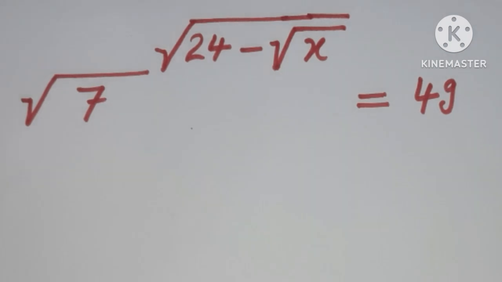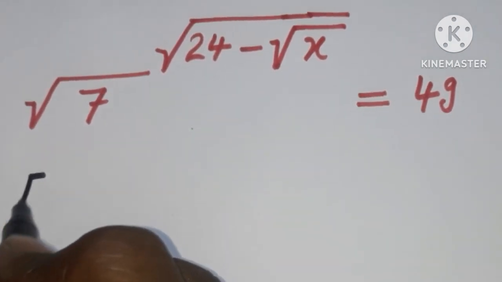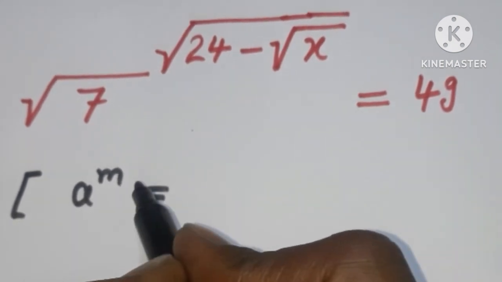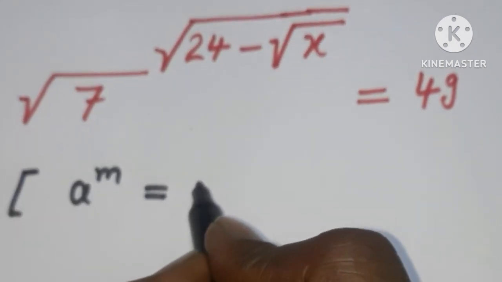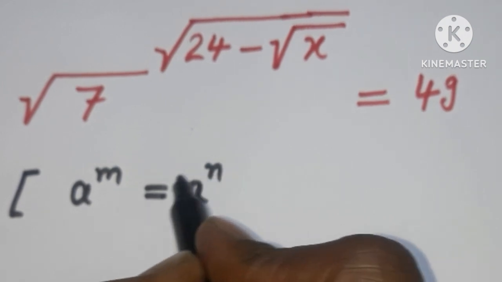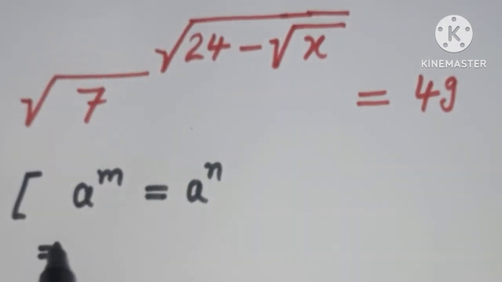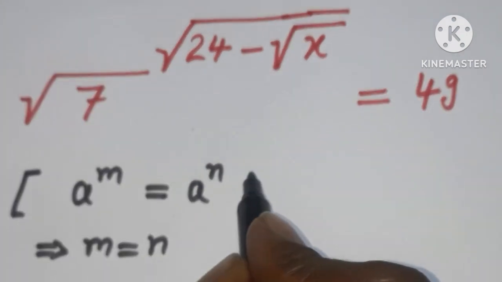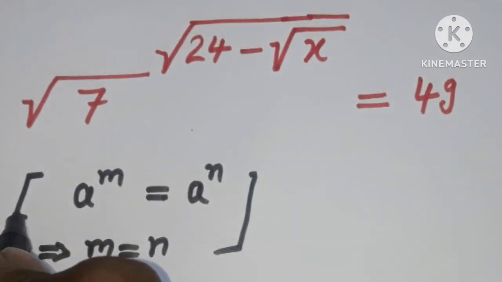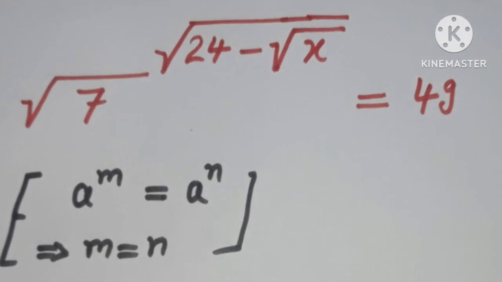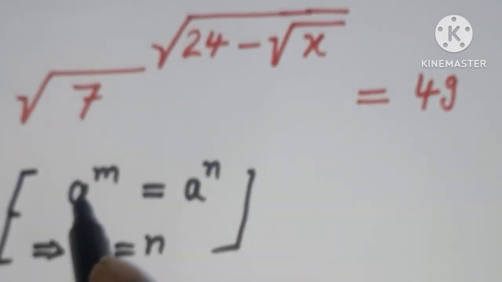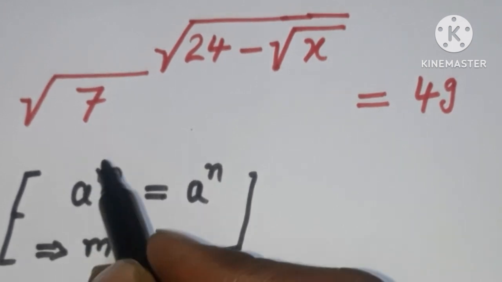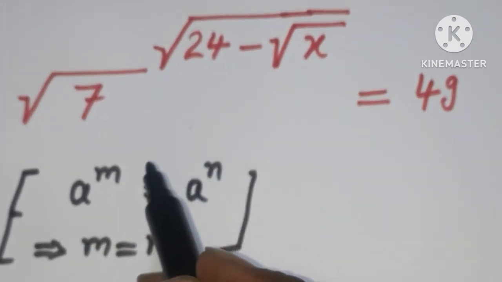So we know that if we have the same base and same power, if a to the power m is equal to a to the power n, then in that case n should be equal to m, or m should be equal to n. This happens in the case of having the same base, then their powers will be the same. So on this concept we will solve this question.